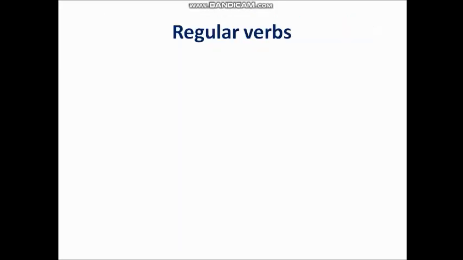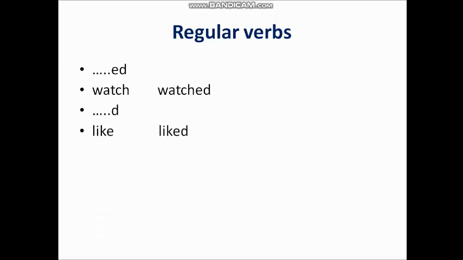Now we want to know about the past simple verbs. The past simple verbs are of two types: regular verbs and irregular verbs. First, let's discuss regular verbs. We change the verb from present to past, adding ed for regular verbs like watch. We added ed, it became watched. Sometimes we add d only. For example, like. When the verb ends in e, we add d only.